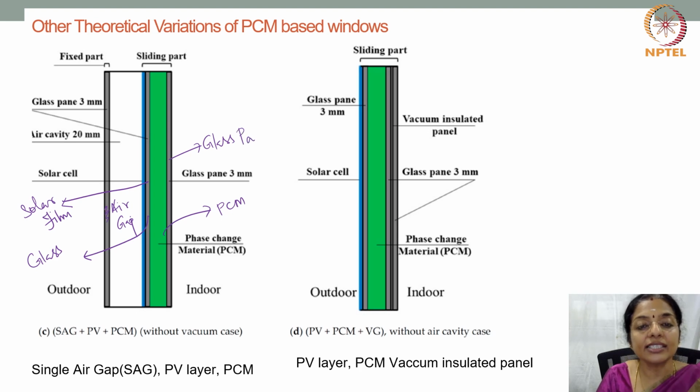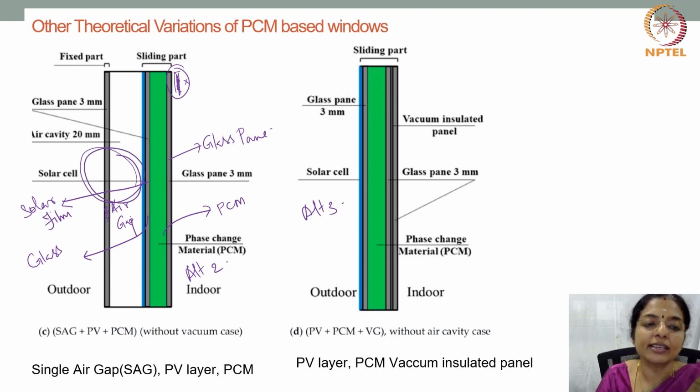In the second variation, we saw there was a vacuum and another glass. So this we are eliminating now. There is no vacuum or glass. Then you can have another variation where this I will call alternate 2 and this alternate 3, where you are completely removing this. That is one glass and one air gap you are removing.